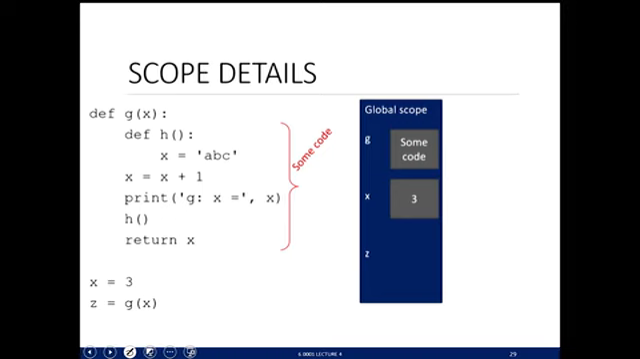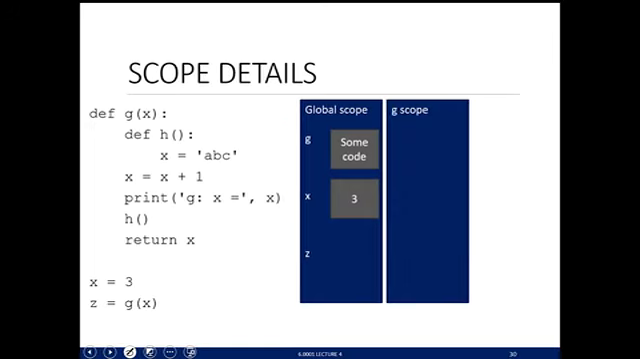Next line is x is equal to 3. So I'm making x a variable inside my global scope with value 3. And then I have z is equal to g of x. This is a function call. When I see a function call, I'm going to create a new scope. So here is the scope of g.